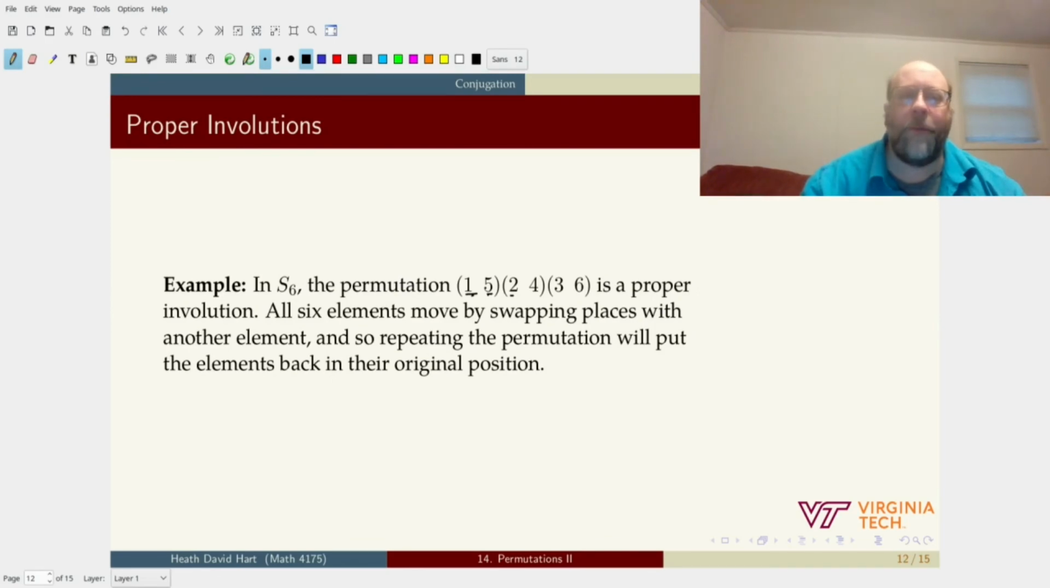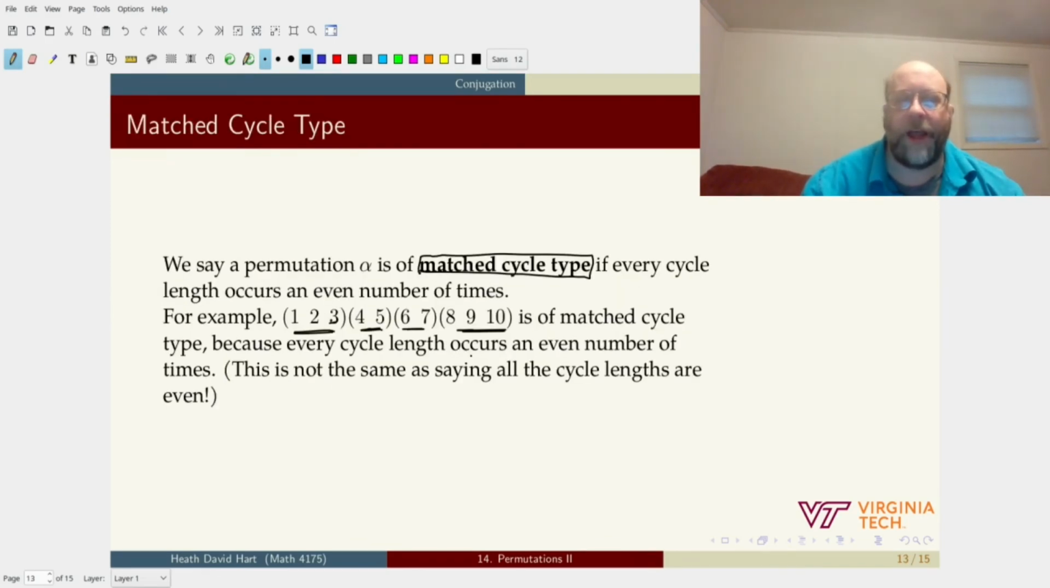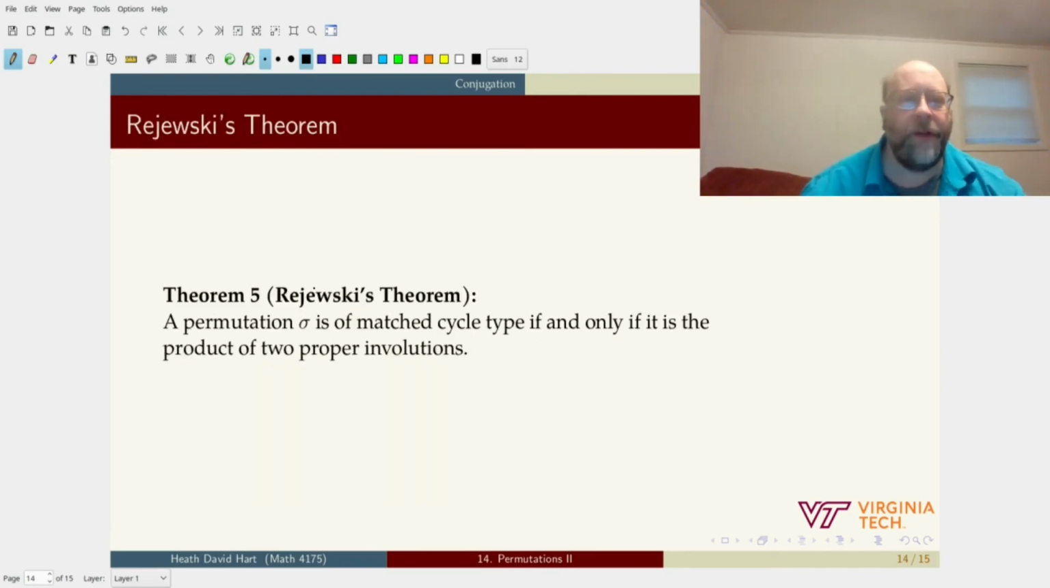So we're about to connect these 2 categories, proper involutions and matched cycle type. This is theorem 6 now. I've got the numbers wrong, I'm sorry about that. But we're not going to call it theorem 6. We're going to call this Rejewski's theorem.